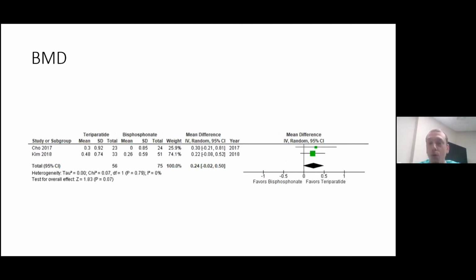In respect to bone mineral density, there were 2 studies that compared teriparatide to bisphosphonate. Although there was a trend of higher bone mineral density in the teriparatide group, this was not significant, at least at 12 months after surgery.